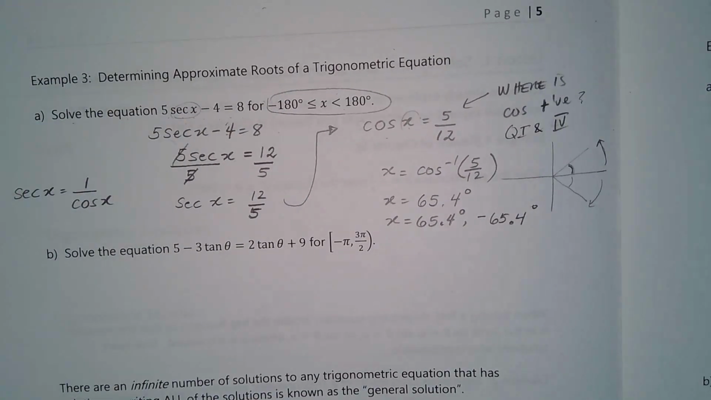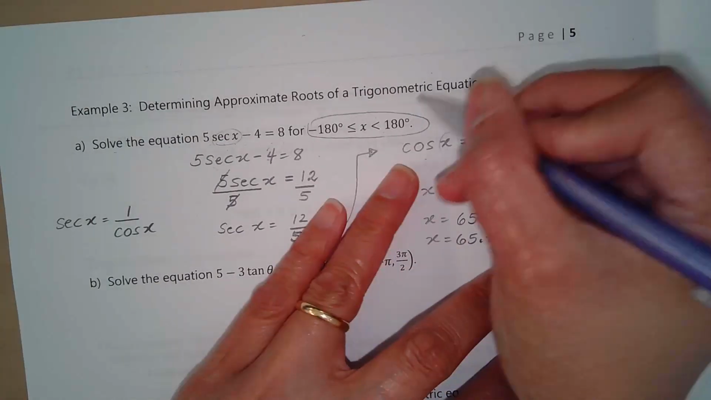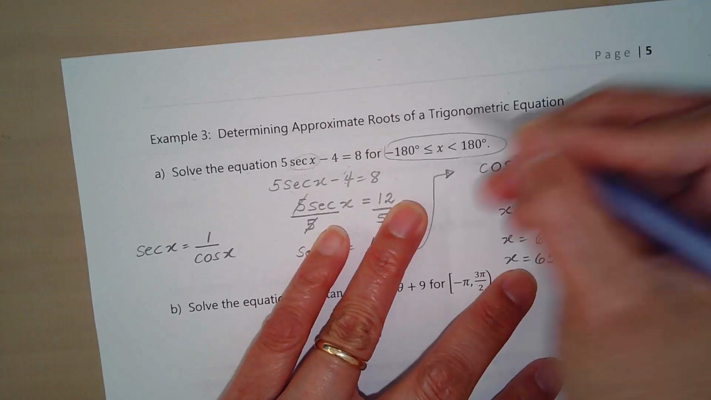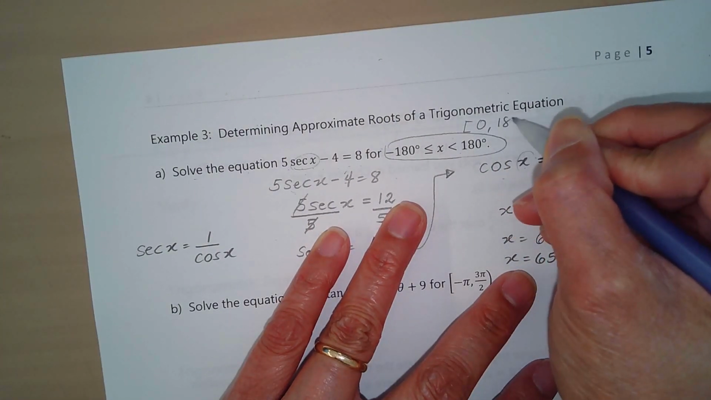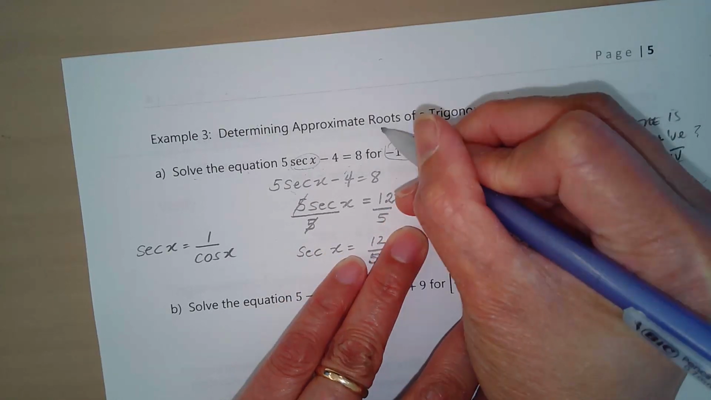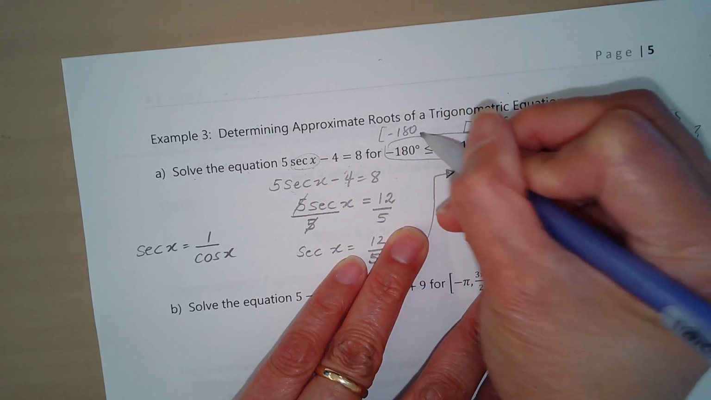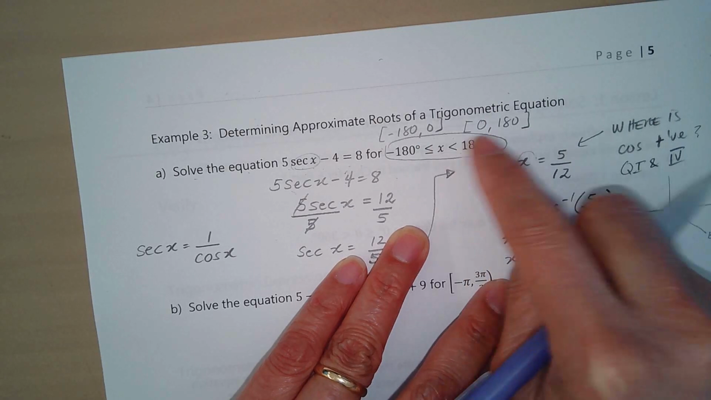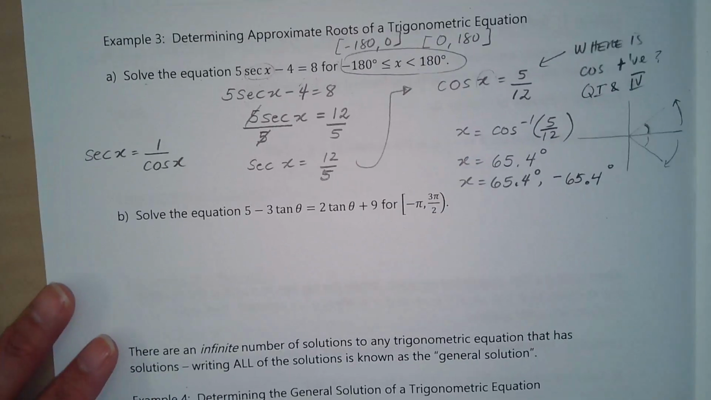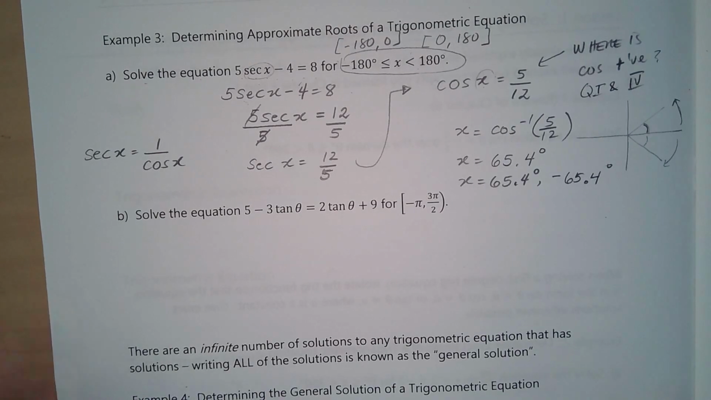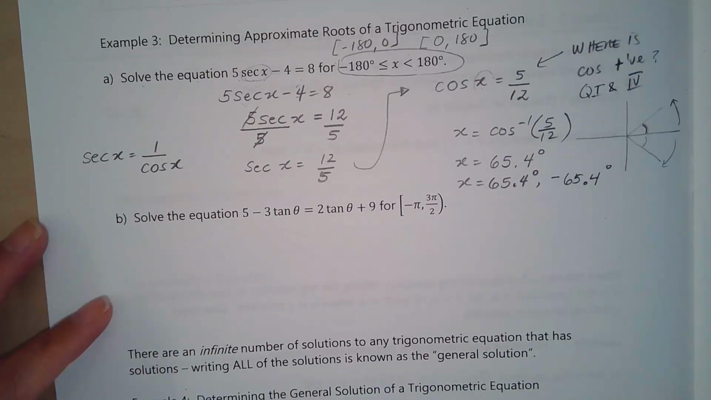This is my strategy sometimes: I break it up into sections. I figure out the solution from 0 to 180, and then from negative 180 to 0. Sometimes I do that so I am not missing anything. Okay, good. Any questions there?